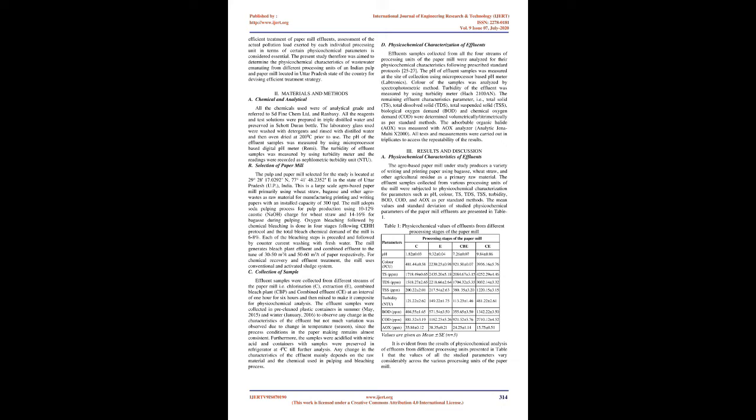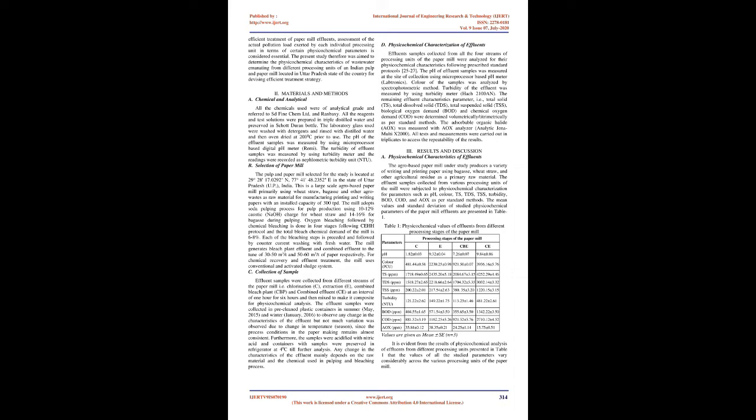B. Selection of paper mill. The pulp and paper mill selected for the study is located at 29 degrees 28 minutes 17.0292 N, 77 degrees 41 minutes 48.2352 E in the state of Uttar Pradesh, UP, India. This is a large-scale agro-based paper mill primarily using wheat straw, bagasse, and other agro-wastes as raw material for manufacturing printing and writing papers with an installed capacity of 300 TPD. The mill adopts soda pulping process for pulp production using 10 to 12% caustic, NaOH, charge for wheat straw and 14 to 16% for bagasse during pulping.